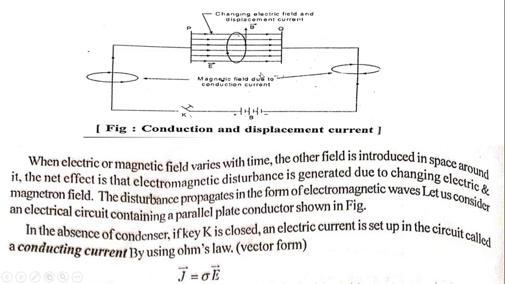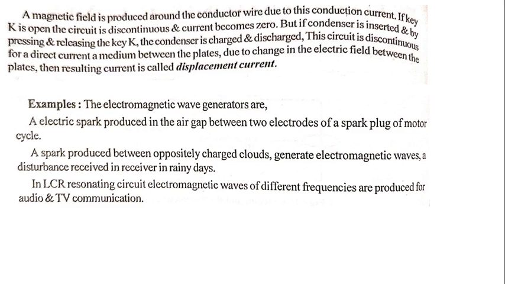In the absence of a condenser, if the key is closed, an electric current is set up in the circuit called a conducting current. By using Ohm's law, J equals sigma E. A magnetic field is produced around the conductor wire due to this conduction current. If the key is open, the circuit is discontinuous and the current becomes zero.